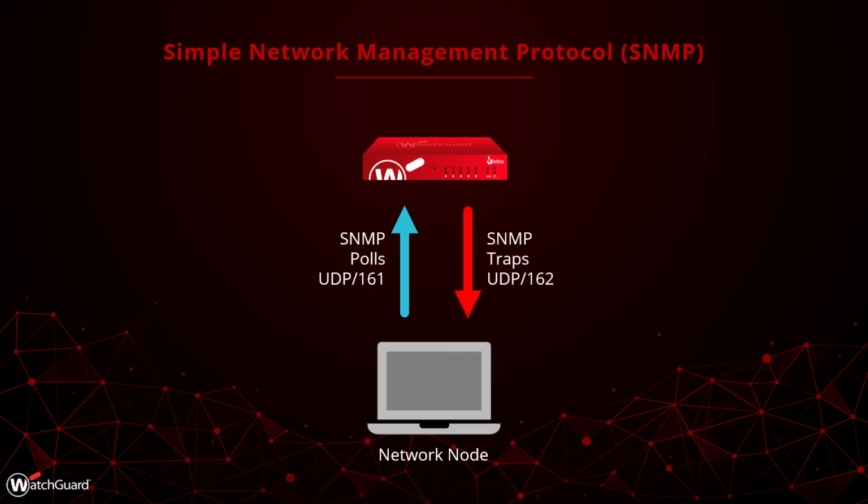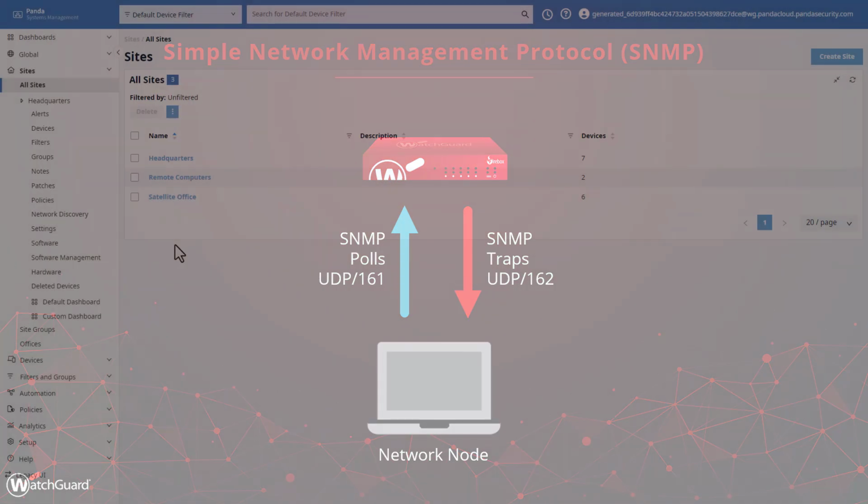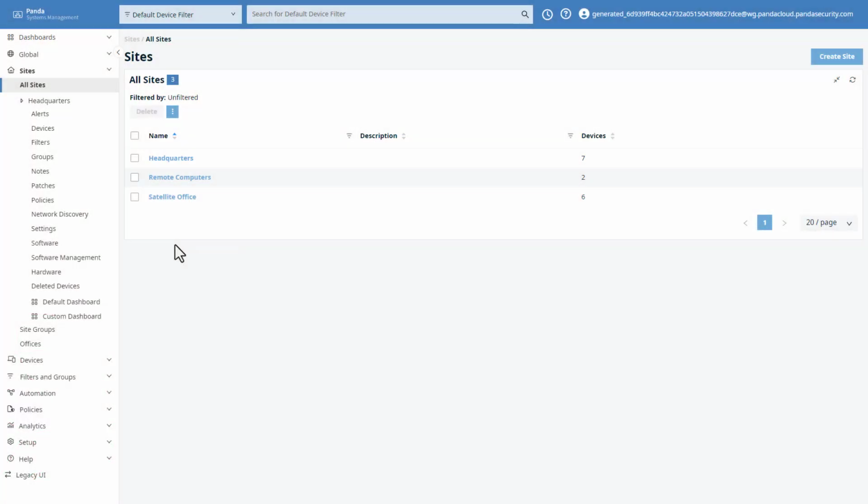The other mode of operation is SNMP traps. Traps are alerts that are configured on the device itself and are only sent when they are triggered. For example, the Firebox could be configured to send traps to the network node when malicious traffic is detected, or when a branch office VPN goes down.